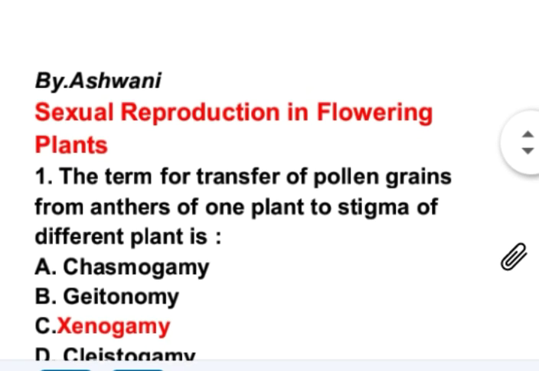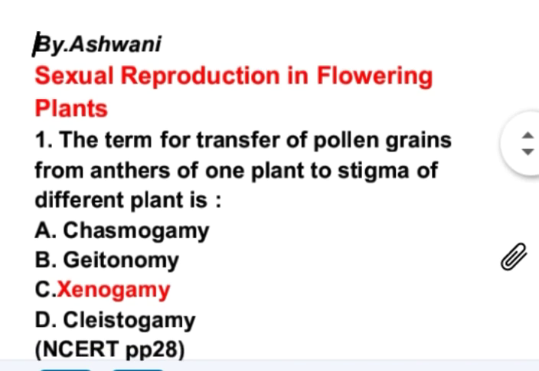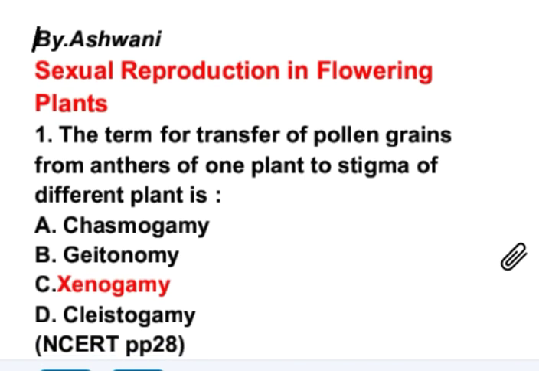Now, the first question is: the term for transfer of pollen grains from anthers of one plant to stigma of a different plant is. The options given are chasmogamy, geitonogamy, xenogamy, and cleistogamy. The correct answer is xenogamy. Xenogamy is the transfer of pollen grains from anthers of one plant to stigma of a different plant.